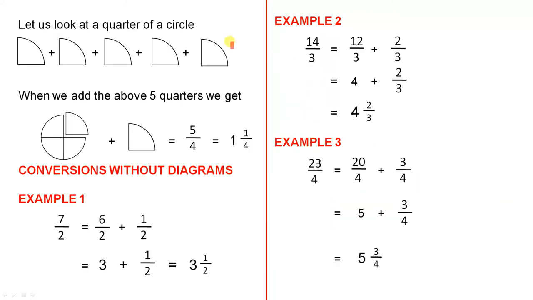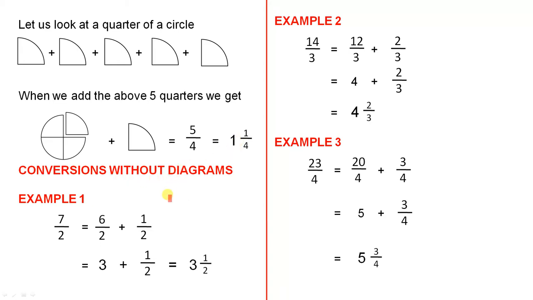Let us look at a quarter of a circle. So there's 1, 2, 3, 4, 5. So there's 5 of them, and each of them is a quarter of a circle. When we add the above 5 quarters, well, there's 4 of them. So we've put 1, 2, 3, 4 to give us that part, and we have 1 left. So we've already seen that that's 5 quarters, but when we put them all together, what do we get? 1 and a quarter. 1 plus a quarter. So 5 over 4 gives us 1 and a quarter.